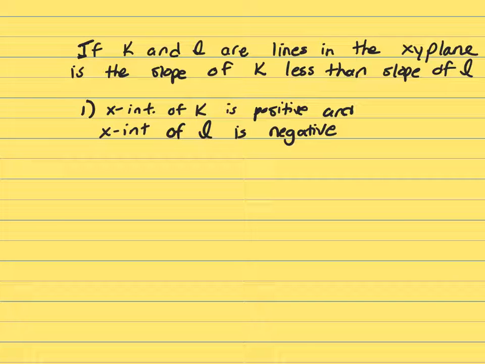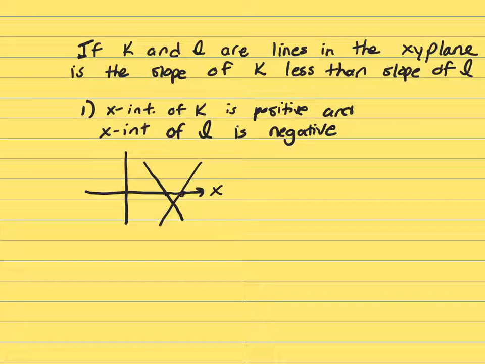We are trying to figure out if the slope of K is less than the slope of L. Look at clue 1. The x-intercept of K is positive. So that means this is the x-axis. That means your K might look like that, or it might look like this.